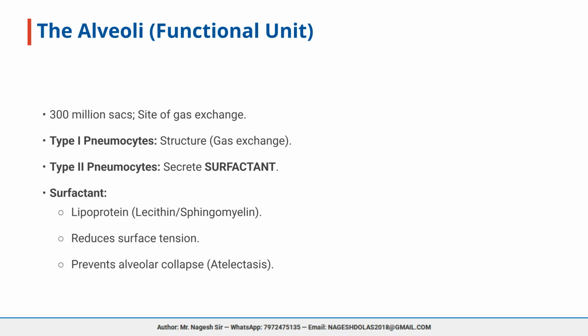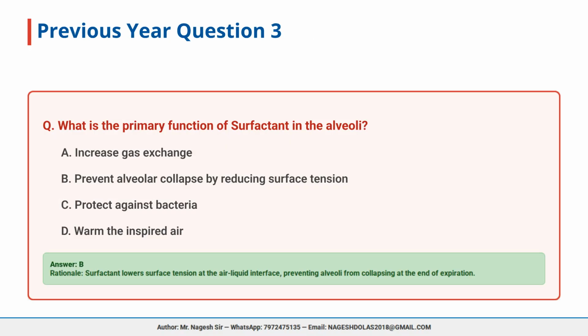The alveoli are the functional units of the lungs where gas exchange occurs. Type 1 pneumocytes provide structure, and type 2 pneumocytes secrete surfactant, a lipoprotein that reduces surface tension and prevents alveolar collapse, or atelectasis. Previous year, question 3. What is the primary function of surfactant in the alveoli? The correct answer is B, to prevent alveolar collapse by reducing surface tension at the air-liquid interface.